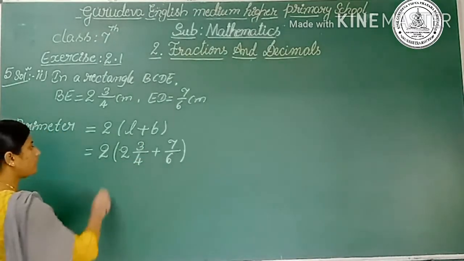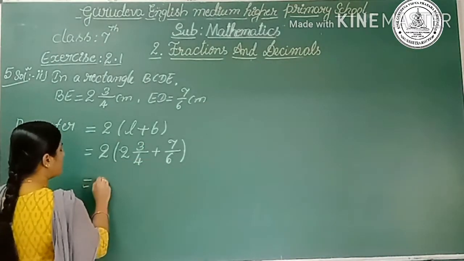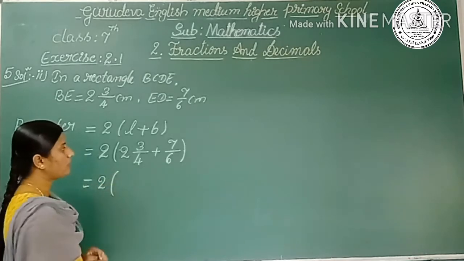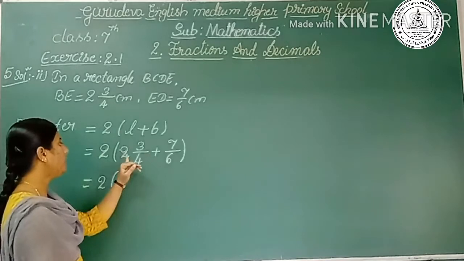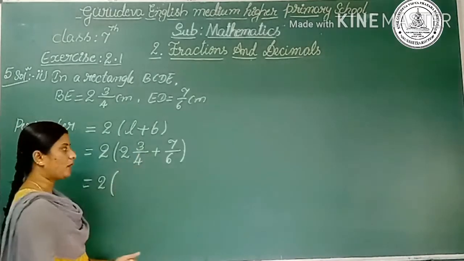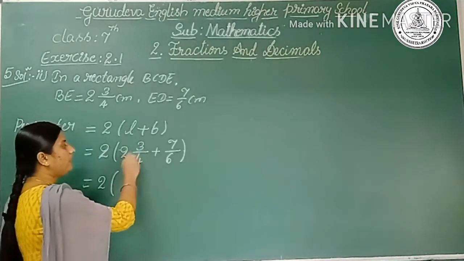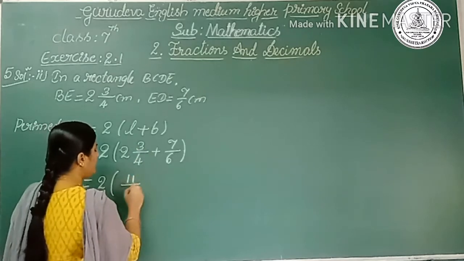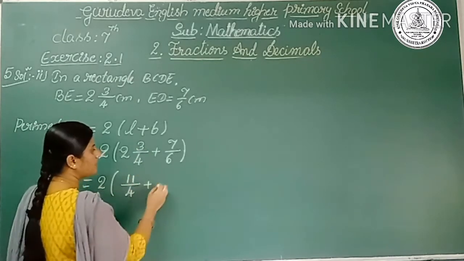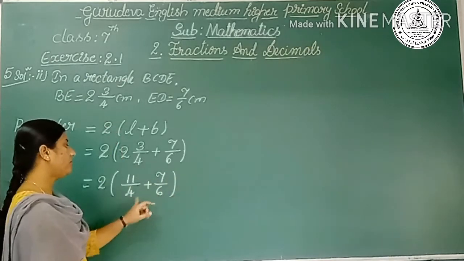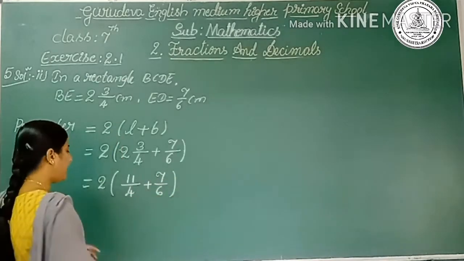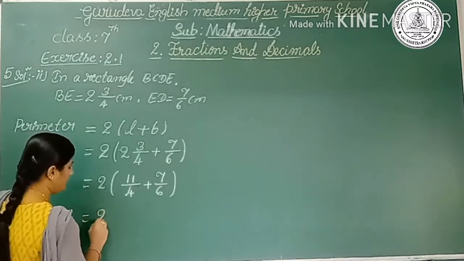Okay, so write 2 as it is. First, to remove the bracket, we have to simplify these two. So convert 2 whole 3/4 into an improper fraction: 4 twos are 8, 8 plus 3 is 11, so 11/4, plus 7/6. So 11/4 and 7/6, add here, which is equal to 2 into.